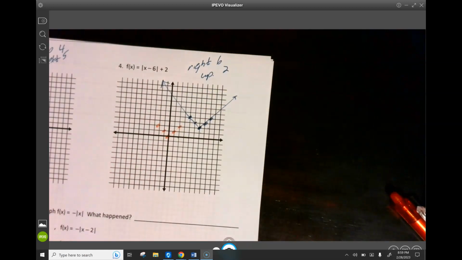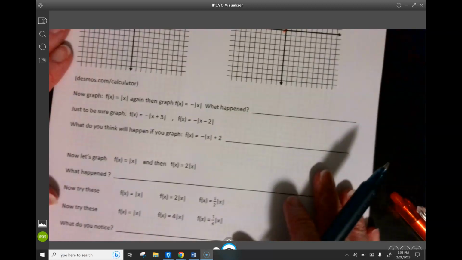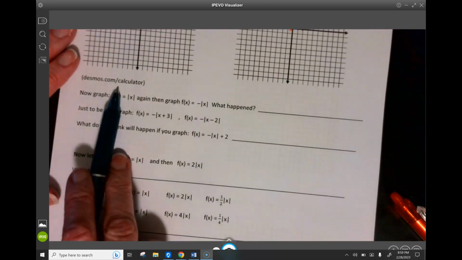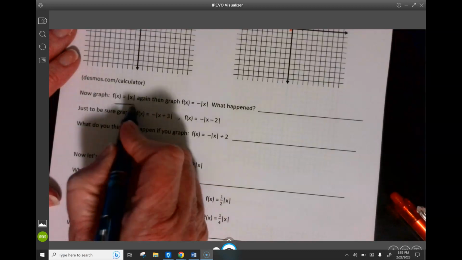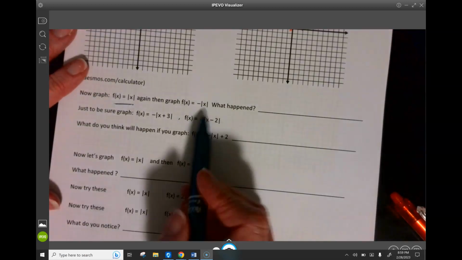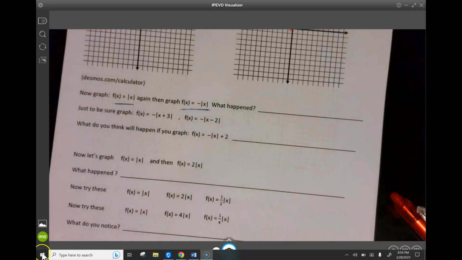Okay, so what we're going to go on to now is see what happens next. So we're going to go back out to Desmos. You're going to plot your parent function. It should probably already be plotted. And then I want you to just do this one. Okay? Go. Back out to Desmos.